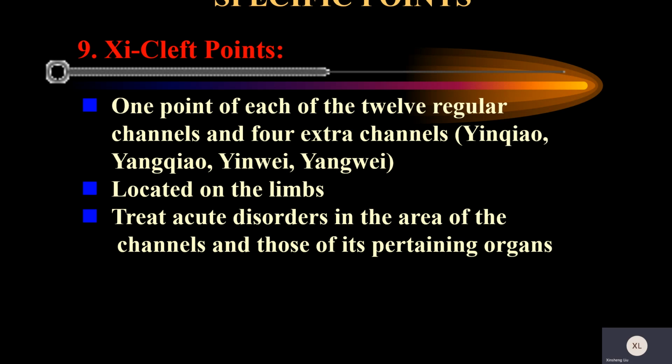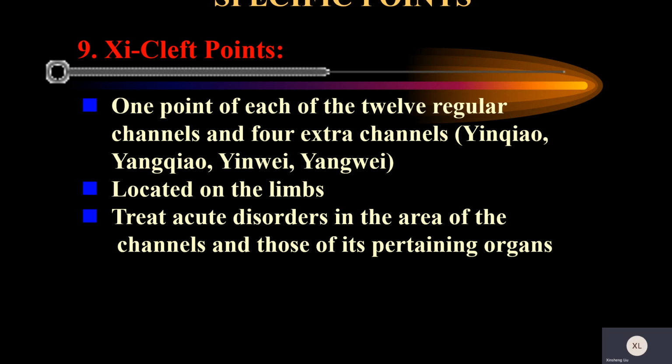And number 9, the cleft points. A cleft point is one point of each of the 12 regular channels and 4 extra channels, like yin qiao and yang qiao, yin wei, and yang wei. So 12 plus 4 is 16 cleft points, located on the limbs.